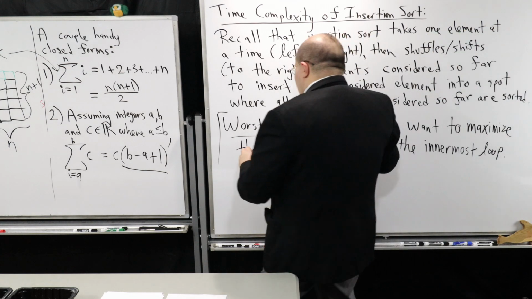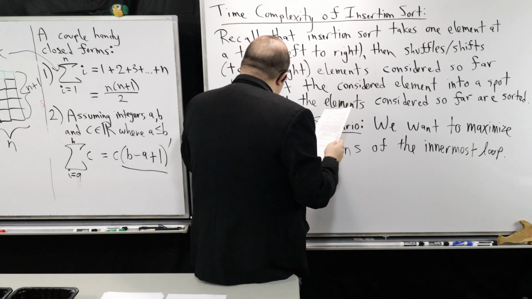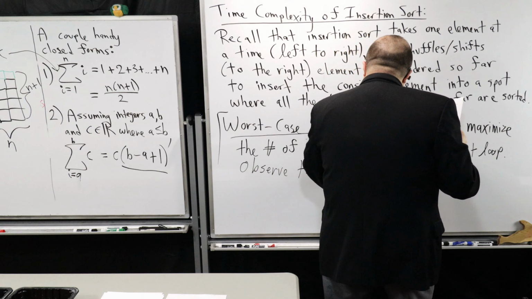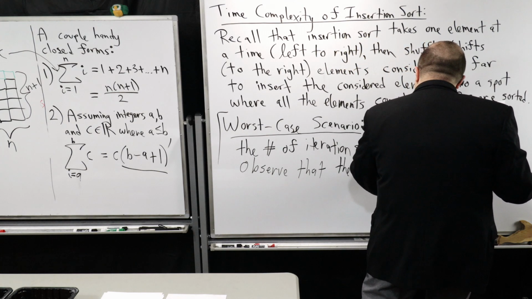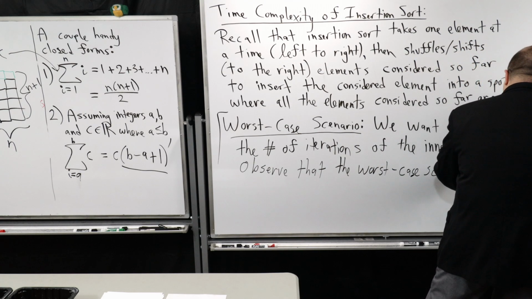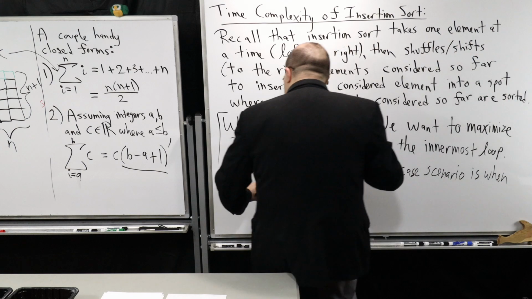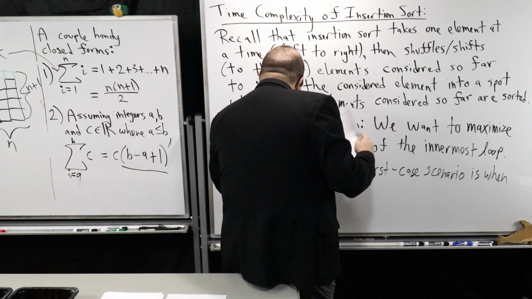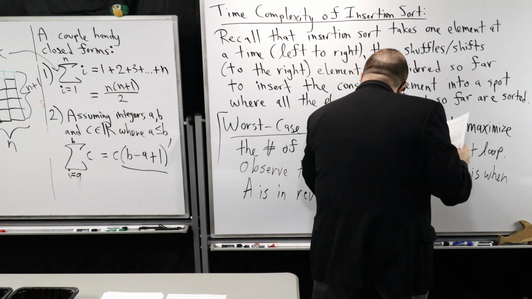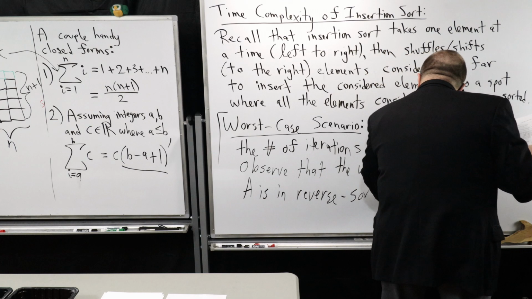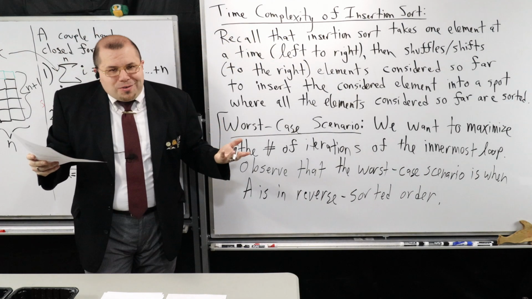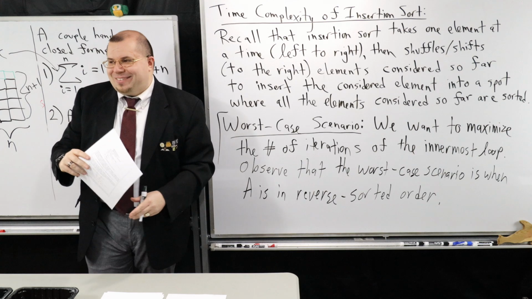As the chat was pointing out, observe that the worst case scenario is when A is in reverse sorted order. It means whatever would be the sorted order of the array, I just give it to you backwards. That's it.